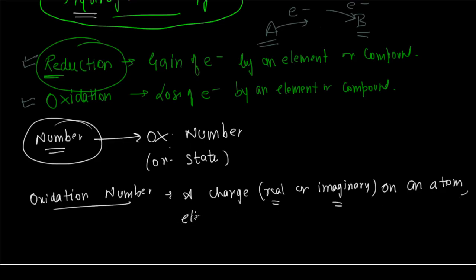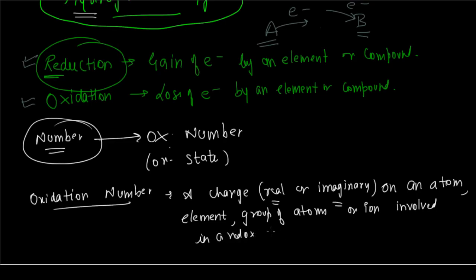So oxidation number is a charge, real or imaginary, on an atom, element, group of atoms, or ion involved in a redox reaction. Clear with this?